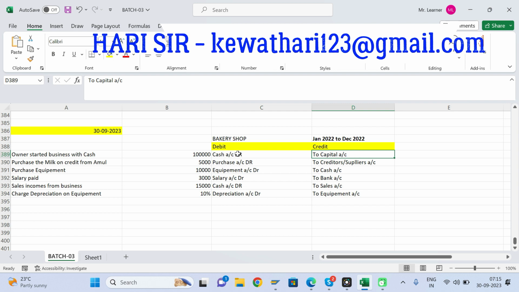Let's say the business is starting with some cash balance and some bank balance, shown by the owner. So cash account debit, bank account debit, then capital account credit. It's not that only one line will come in debit or credit. Multiple line items can come in the debit and multiple in the credit also. So this is a journal entry. If you have any doubt, please ask me.